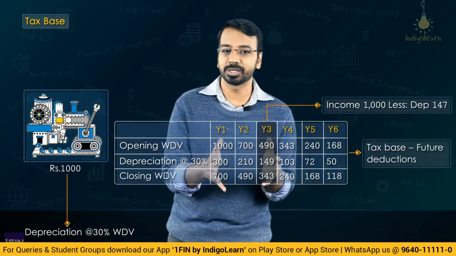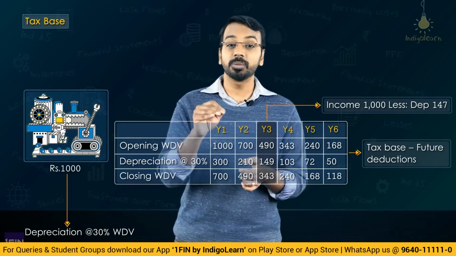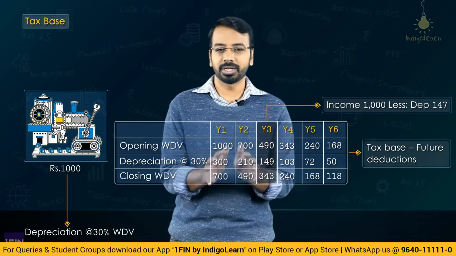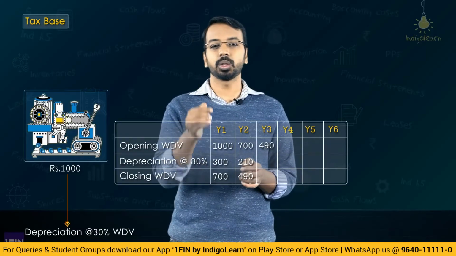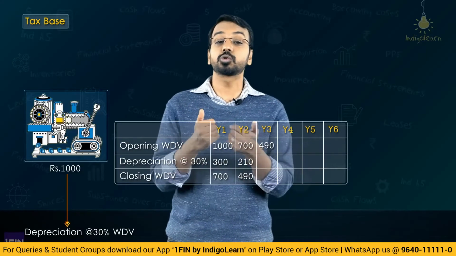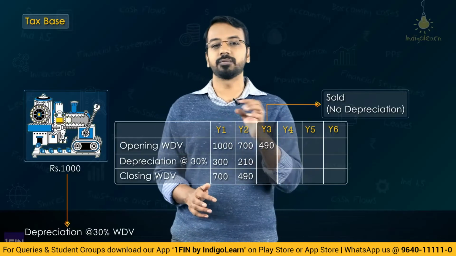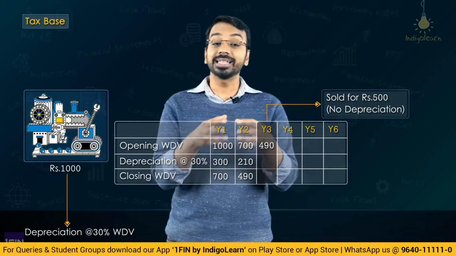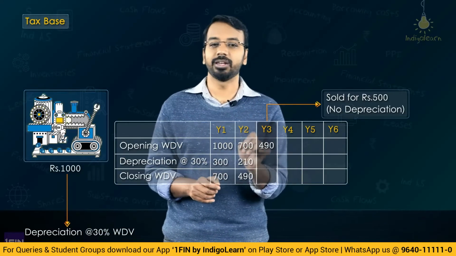That is what is the tax base of an asset. So the tax base of an asset is nothing but the deduction that you will be entitled to in the future period. Now, say for a moment, just for argument's sake, in the third year, you did not use this machine, and on the first day of the third year, you sold off this machine for, say, 500. So you get an amount of 500. Now, against this 500, this 490 can be deducted because that is the written down value of this machine.